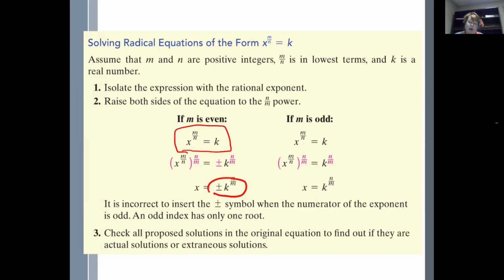So for example, if we're solving x to the 2/3 equals, I don't know, 5, we'll just make something up. Since m is even, it's an even number, if I raise both sides of this to the 3/2 power, over here on the right, I have to put a plus or minus in front of it. So if I raise both sides of an equation to a power and the numerator of the original exponent is an even number, then I have to put a plus or minus in front of my solution.